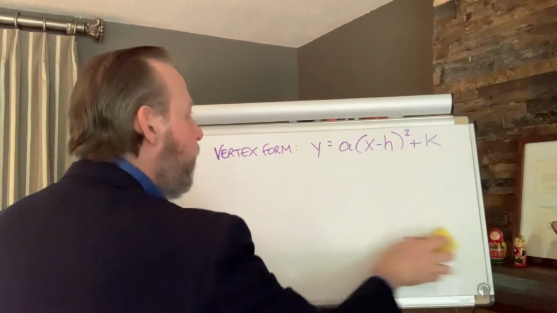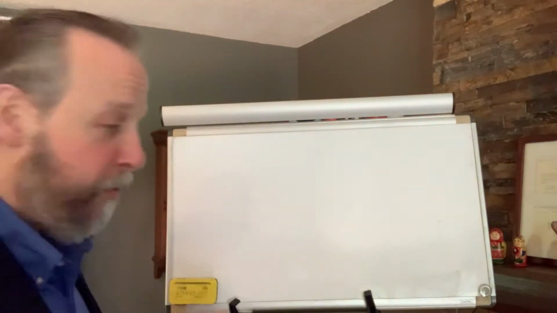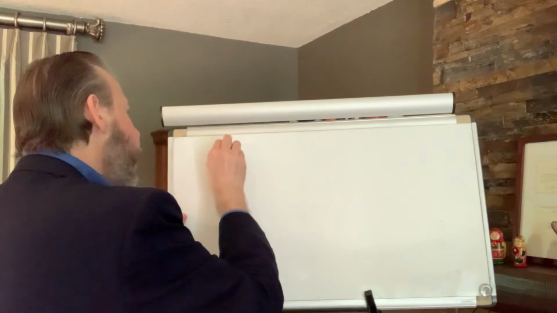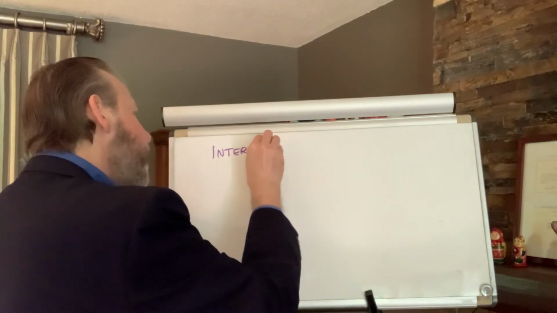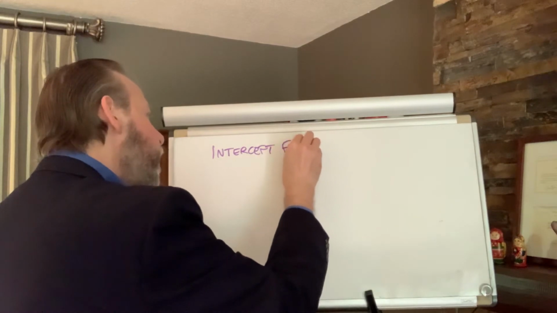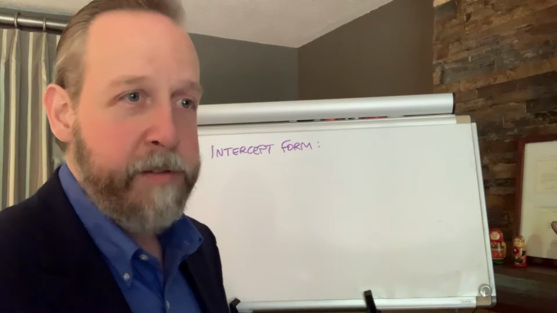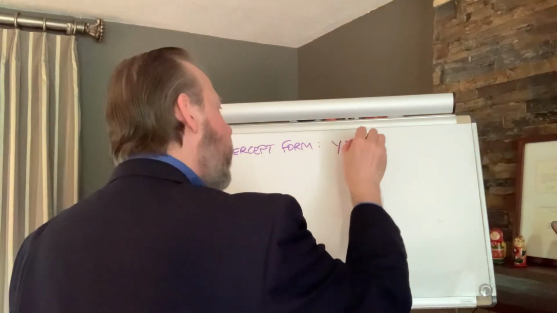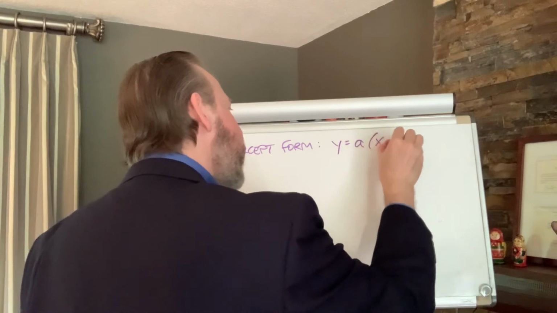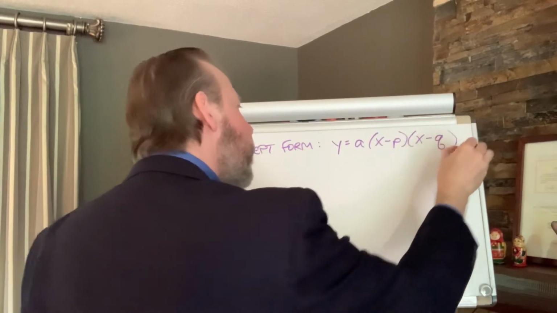What else did we have for our forms? Well, the next thing we talked about was intercept form, also called factored form, but I prefer intercept at this point in time because it tells you more for your purposes today than factored form does. Intercept form is y equals a parentheses x minus p parentheses x minus q.